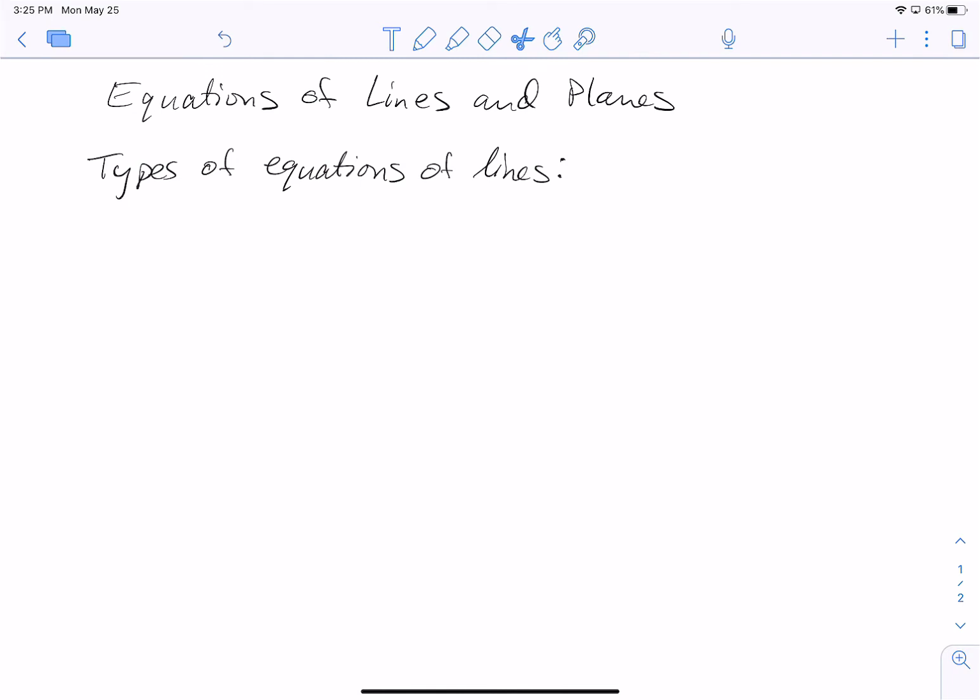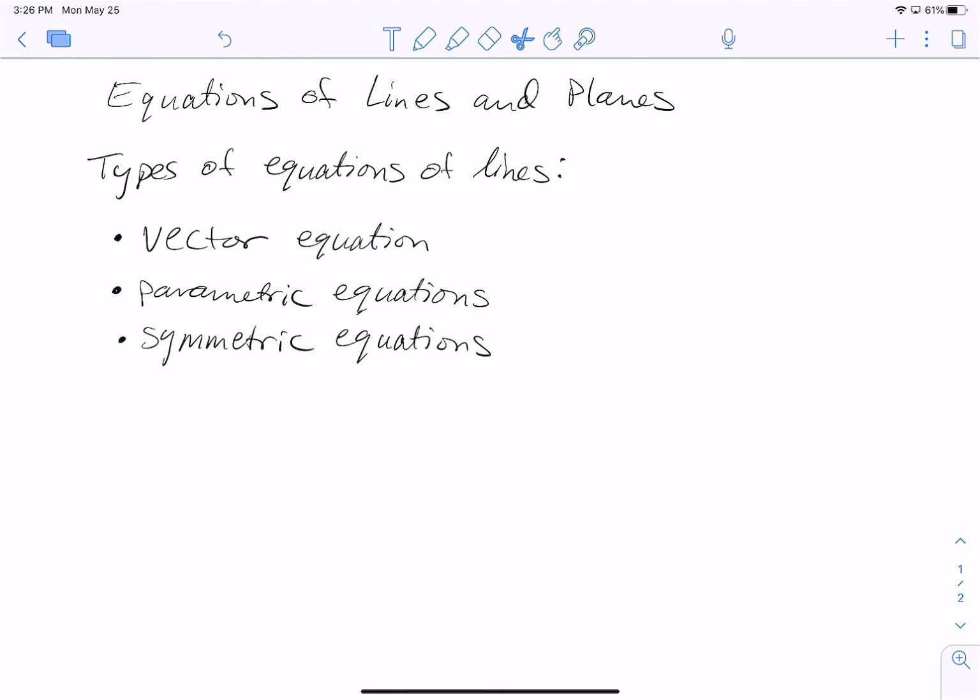We're going to look at three types of equations of lines. One of them is a vector equation. We'll also see parametric equations and symmetric equations. First, let's start with the vector equation of a line.